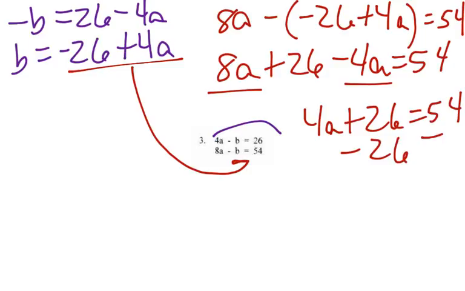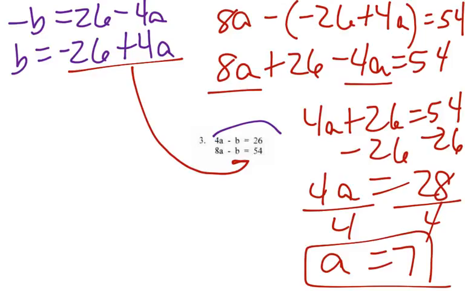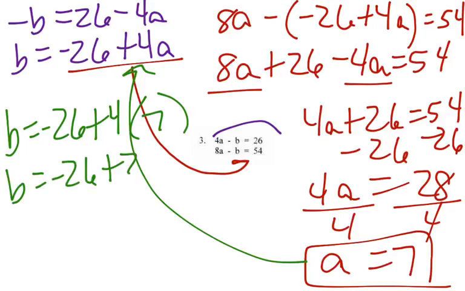Subtract your 26, and 4a is equal to 28. Divide by 4. A is equal to 7. Remember, that's just your first answer. You got to take this back up here. So b is equal to negative 26 plus 4 times 7. b is equal to negative 26 plus 28. b is equal to 2.